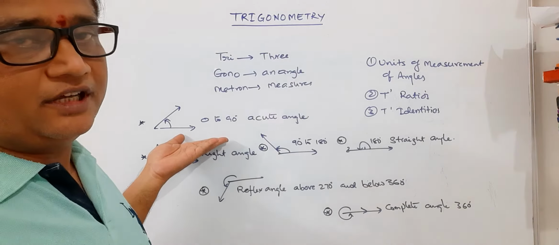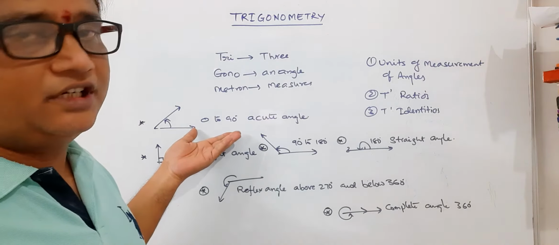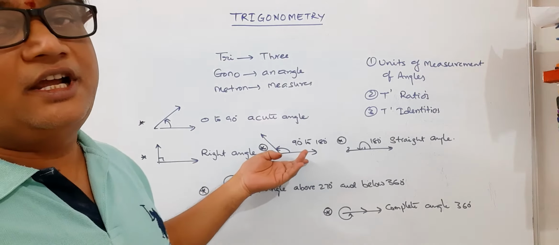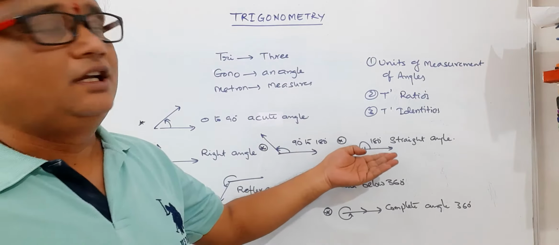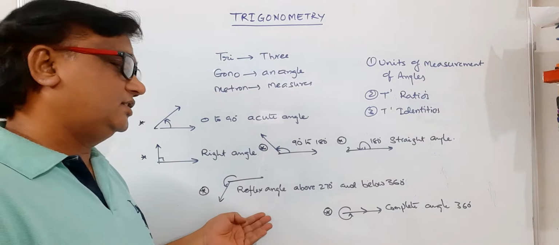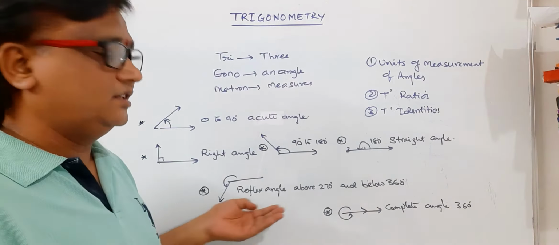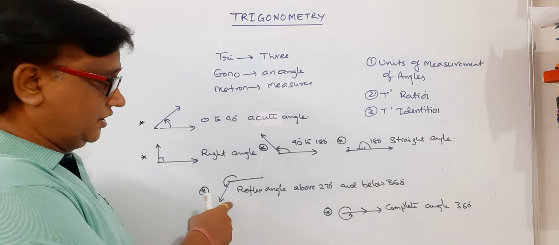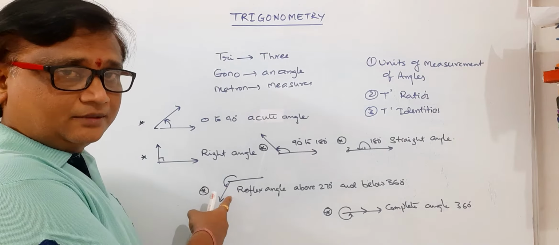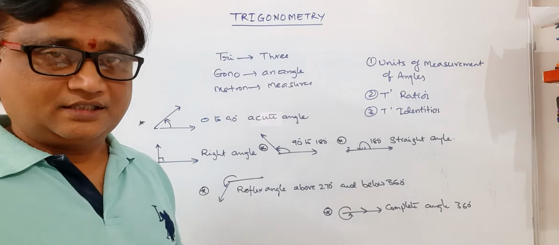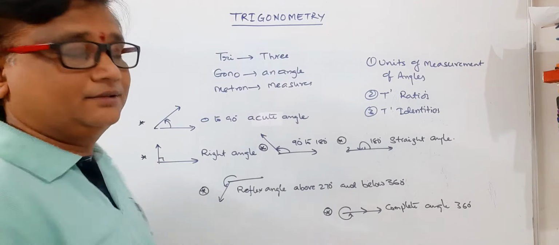First of all, acute angle. Acute angle means between 0 to 90, that is acute angle. Right angle means 90 degrees, and 90 to 180 is obtuse angles, and straight angle means 180 degrees, and reflex angle is 270 to 360 degrees, that is the reflex angle. This is the outside, not inside. Inside means that is obtuse angle will be there. So next one is complete angle, that is 360 degrees.